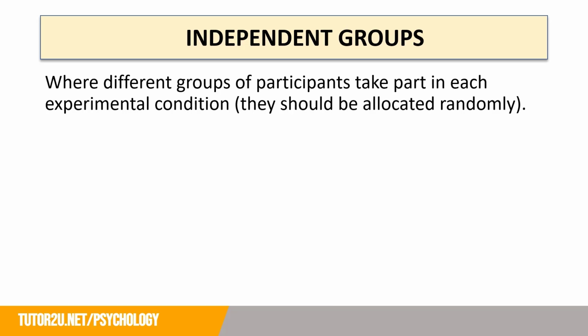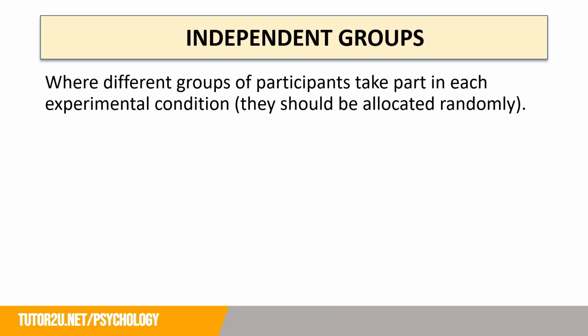So let's start with independent groups. Now with an independent groups design, different participants take part in each experimental condition, and they'll be allocated randomly. So independent, for each condition, the participants are independent from one another.